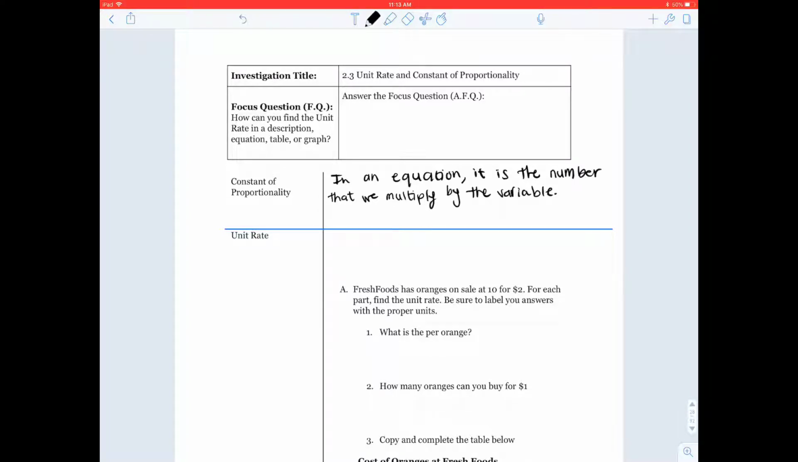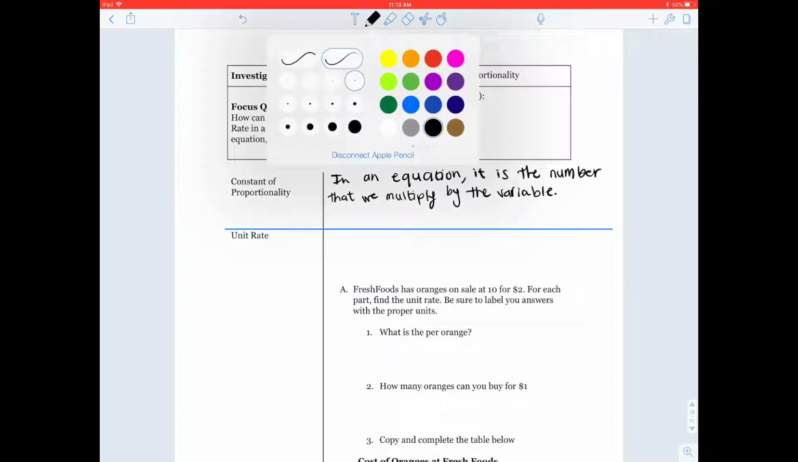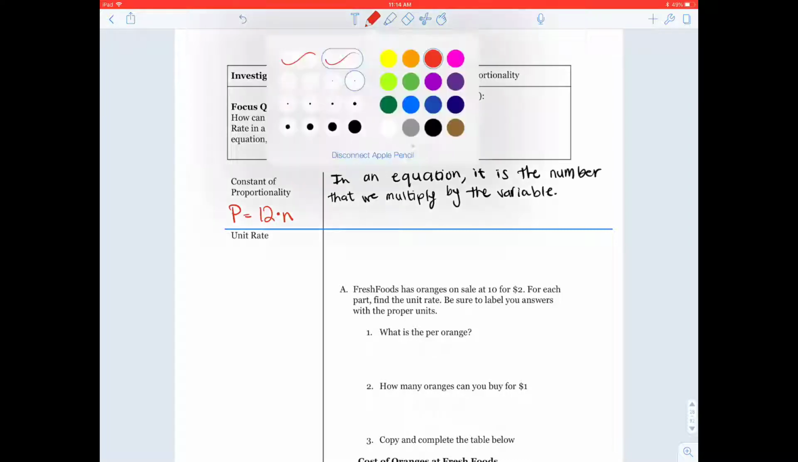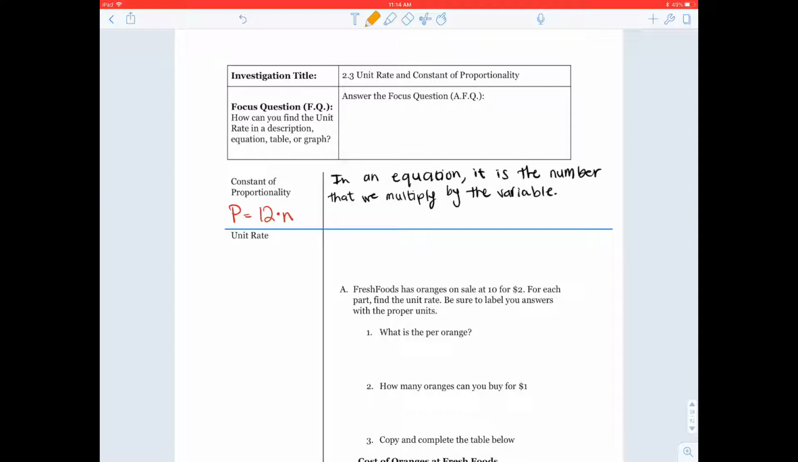In the previous investigation, we were talking about pizza prices. We came up with two equations that look something like this: P equals 12 times n. What would be the constant of proportionality here? What number are we multiplying by the variable? Well, the way I read this, P equals 12 times n, 12 is the number that we're multiplying by the variable. So 12 is our constant of proportionality.